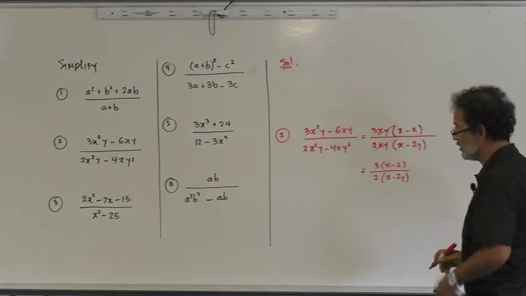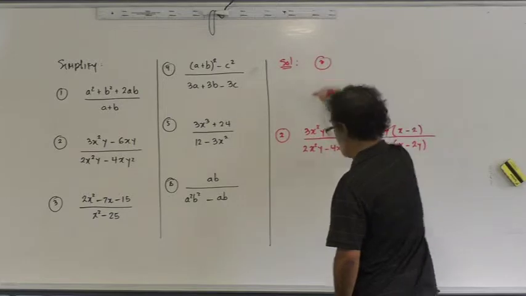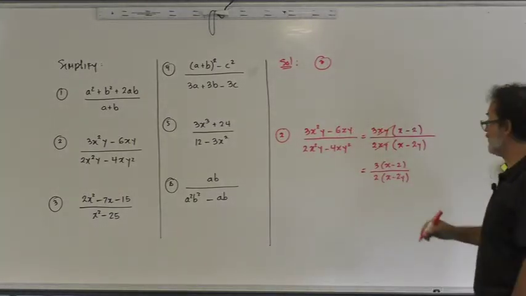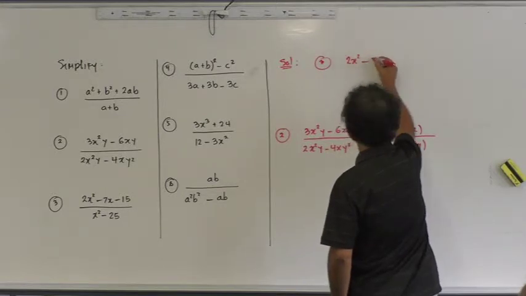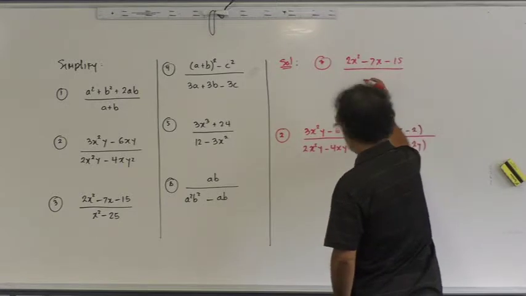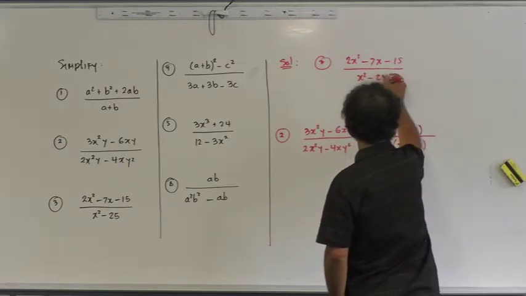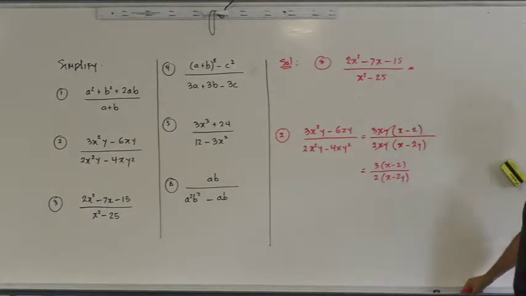Okay, question 3. In question 3 we have 2x squared minus 7x minus 15 all over x squared minus 25. If you look carefully, you can see that the top line is a trinomial, and the bottom one is the difference of two squares. Can you see that?